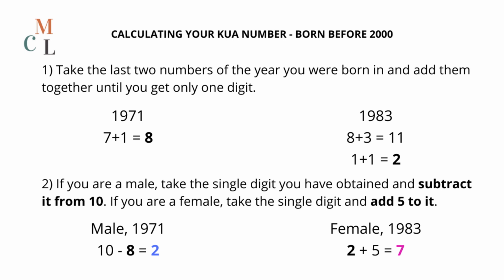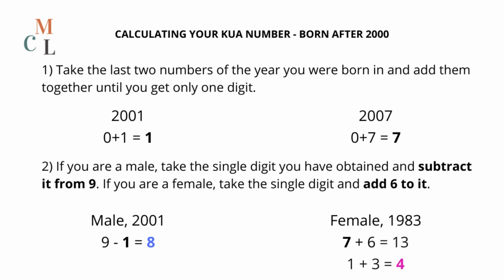Now, if you are a male, take the single digit you have obtained and subtract it from 10. For example, if you are a man born in 1971, you'll have 10 - 8 = 2. This is your qua number. If you are a female, take the single digit and add 5 to it. For example, if you're a girl born in 1983, your qua number is 2 + 5 = 7. In case you get a two-digit number after having added 5, you must reduce it.